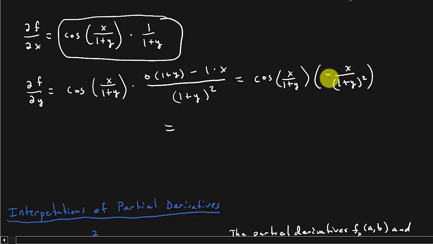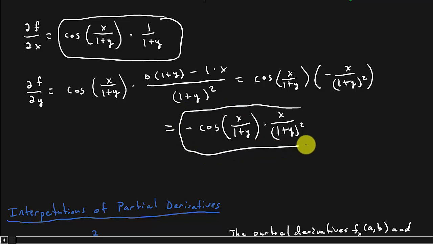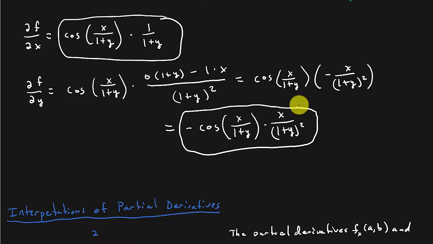And let's just clean this up. Let's put the negative out front. So negative cosine x over 1 plus y times x over 1 plus y squared. And there's your answer. And that's it. Okay. That's taking the partial derivatives. You just got to keep in your head that if you're taking the partial with respect to x, you treat y like a number. If you're taking the partial with respect to y, you treat x like a number.